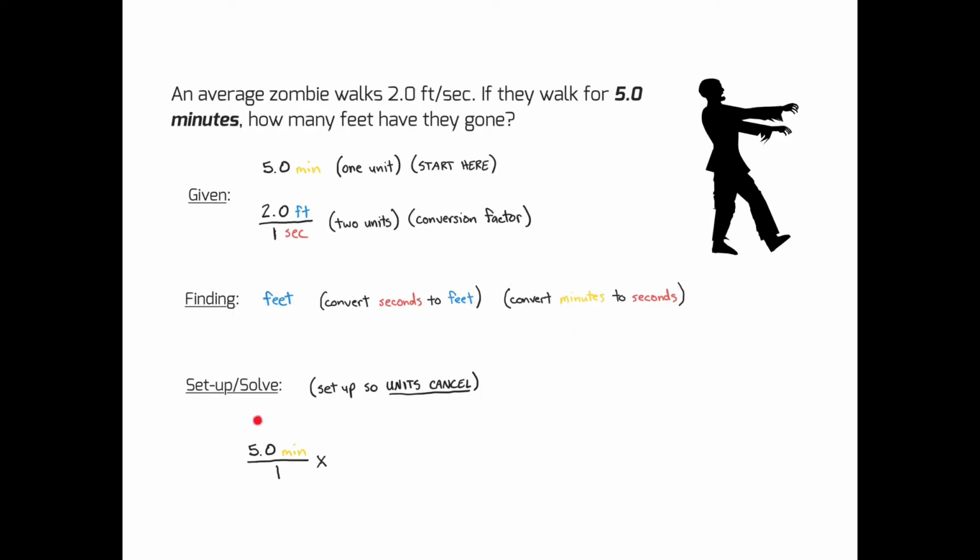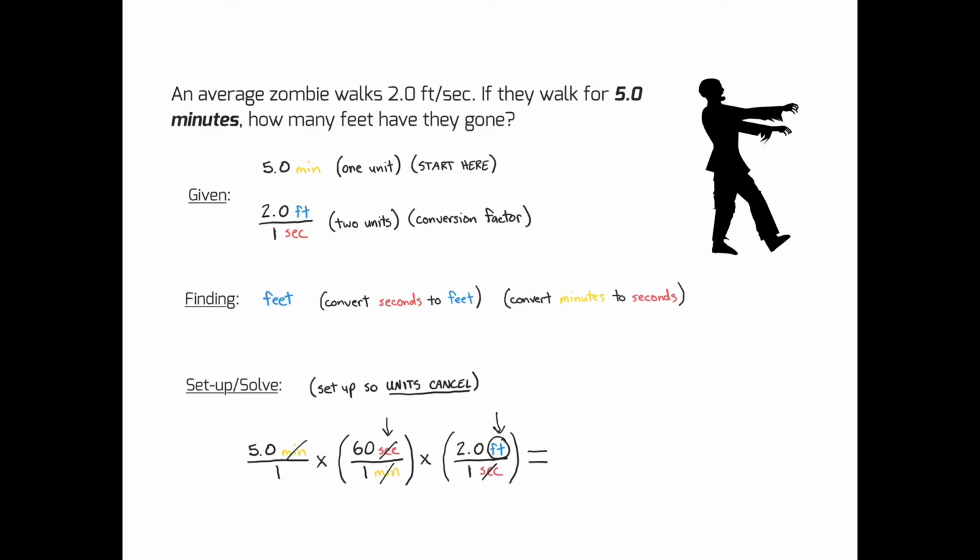We want to set up our problem so that our units cancel. We have minutes on top here, which means we're going to need minutes on bottom here. We know that there's 60 seconds per 1 minute. We have minutes on bottom and minutes on top, so those minutes are going to cancel. So minutes cancel with minutes, leaving us with seconds. Now we can use our conversion factor to convert from seconds to feet. We set this up so that our seconds on bottom will cancel with our seconds on top. So these seconds cancel with these seconds, and what we're left with then is feet.